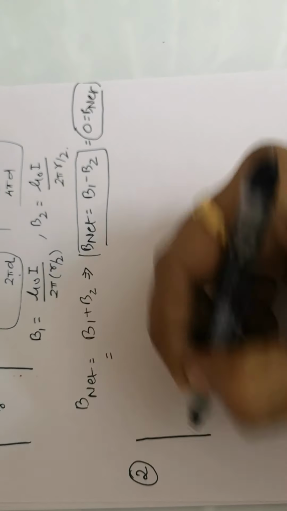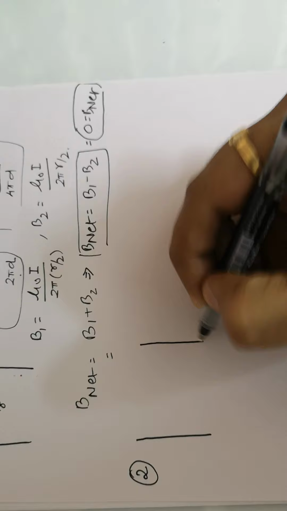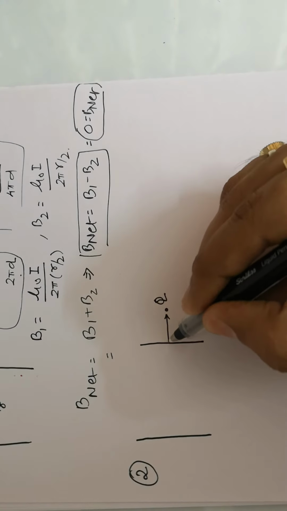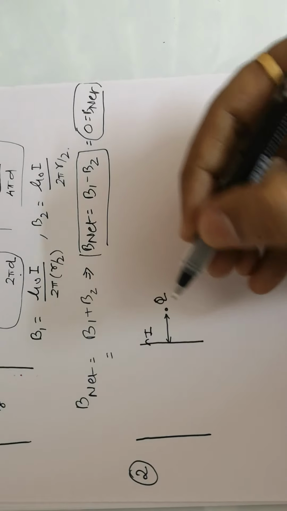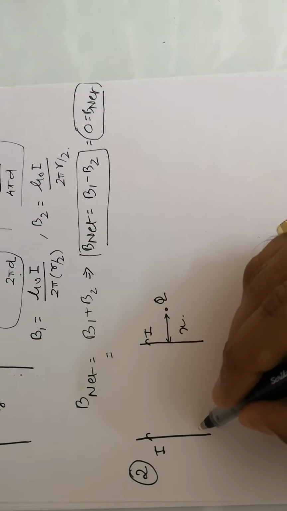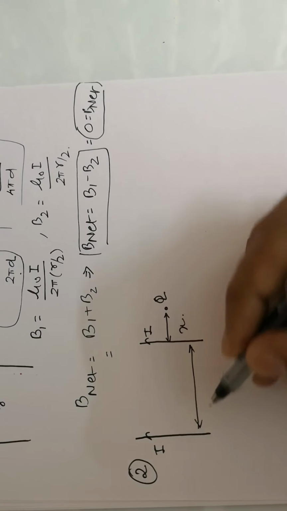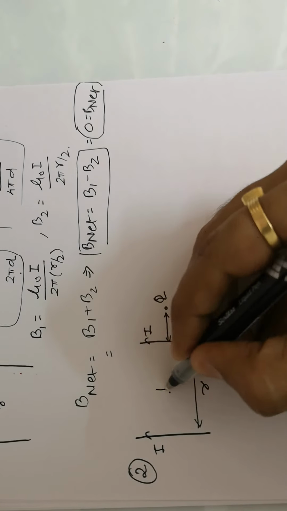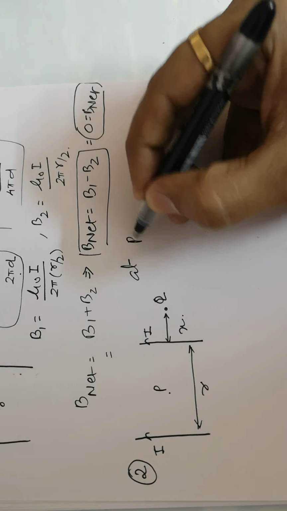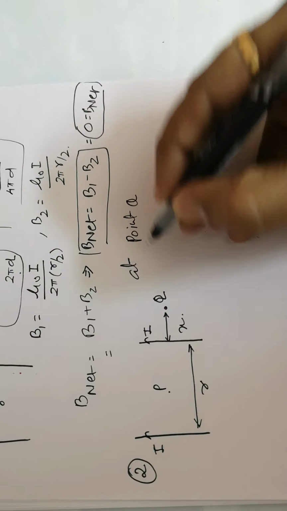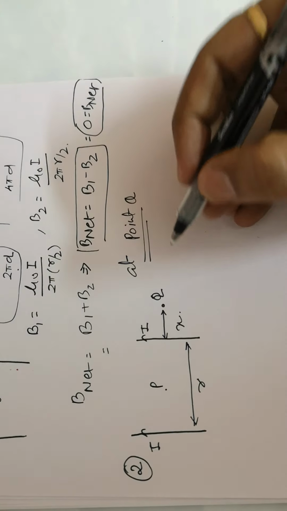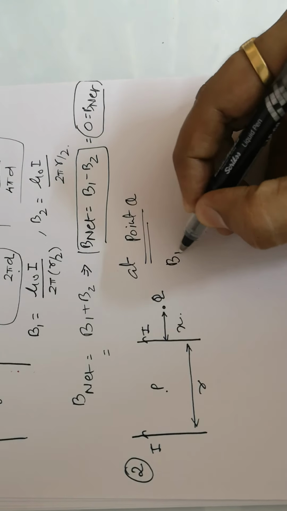Next case: instead of point P, I am putting a point Q over here. From this current carrying wire I, it is X distance away, and from the other current carrying wire, the perpendicular distance is R. This is the point P. So I am just using that at point Q. So this is my task. I want to derive the magnetic field at this point. So the formula will be readily available to me.